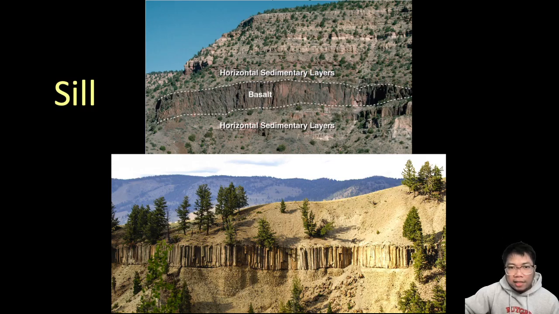This is also another example of sill. Again, I have sedimentary rocks that are pretty horizontal in this case. And the basalt sill, again, is parallel to the overlying and underlying sedimentary layers. And here is another beautiful igneous sill right here.